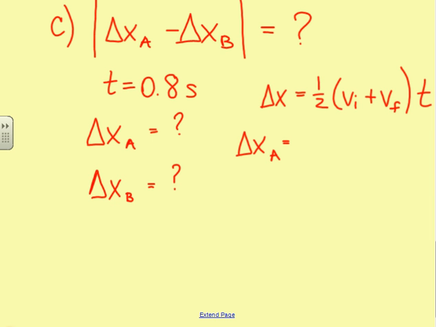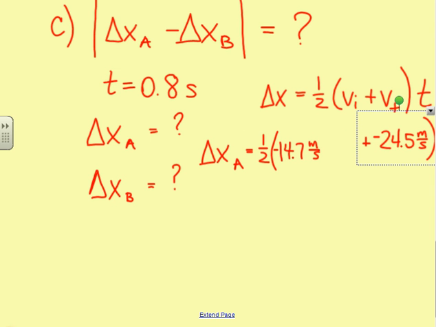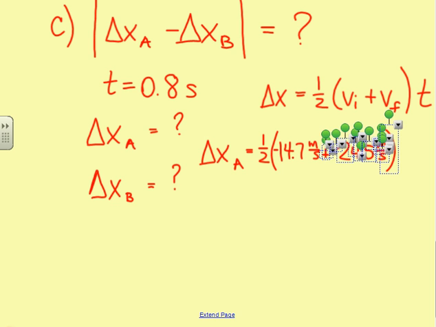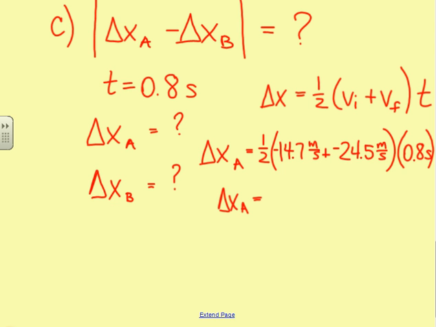For A, I have 1/2 times negative 14.7 meters per second plus negative 24.5 meters per second, multiply that by the time of 0.8 seconds. I end up getting the displacement for ball A to be negative 1.57 meters.